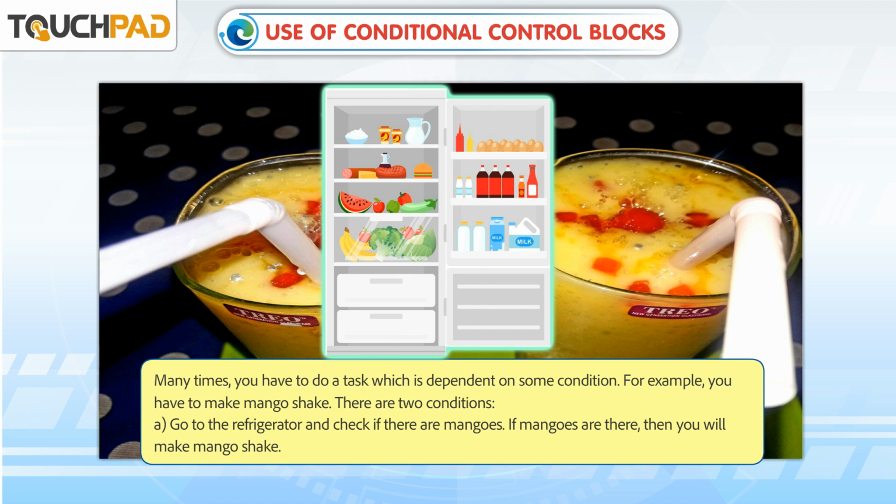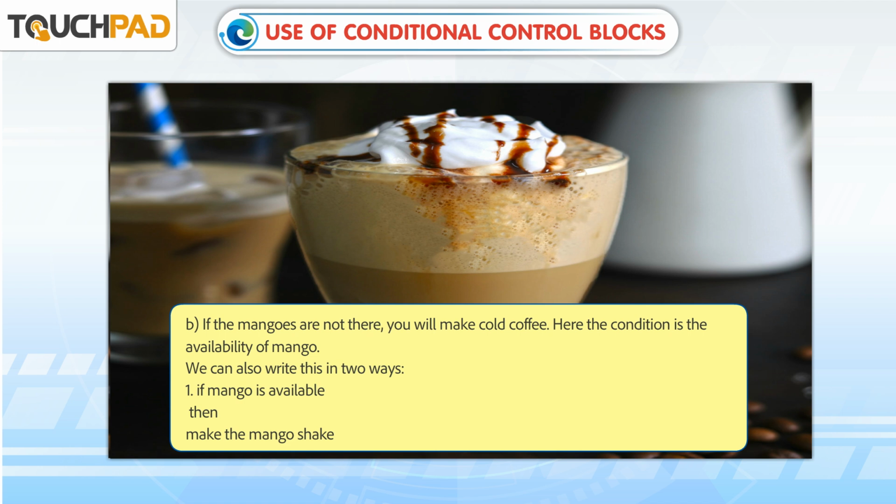Go to the refrigerator and check if there are mangoes. If mangoes are there, then you will make mango shake. B. If the mangoes are not there, you will make cold coffee. Here, the condition is the availability of mango.